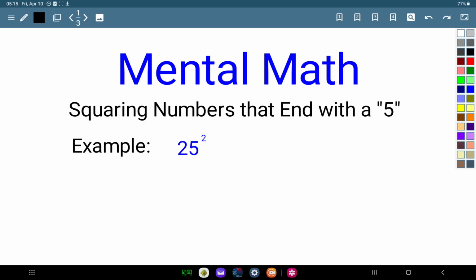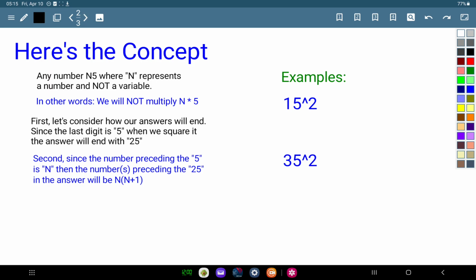I'm a retired math teacher and I'm going to show you a mental math exercise on how to quickly square numbers that end with a 5. This method was taught to me by a fellow math teacher I worked with for many years named Miss Espinoza. So here's an example, 25 squared. Now I've got this memorized, but you ought to be able to quickly come up with 625. But I'm going to show you how this works.